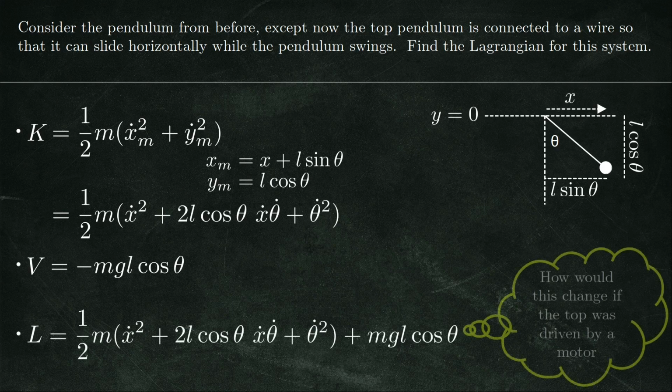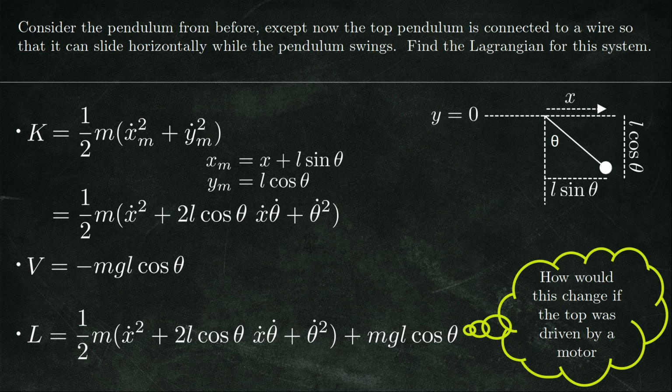Now, how might this change if the top of the pendulum, rather than being free to swing around, was actually driven? So it was attached to a motor and it was driven back and forth at a fixed rate. How would this affect our Lagrangian? Well, we could leave the Lagrangian as it is. So the difference would be this x dot wouldn't be a coordinate. It wouldn't be a parameter we can get an Euler-Lagrange equation for. It would just be a known function.